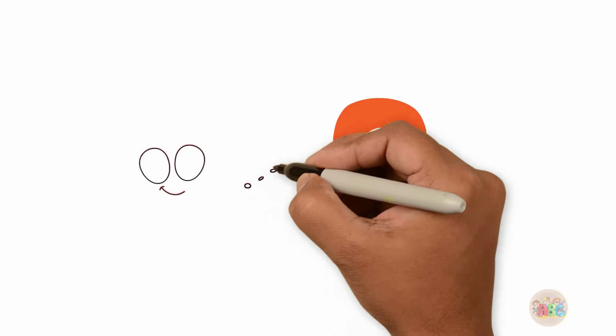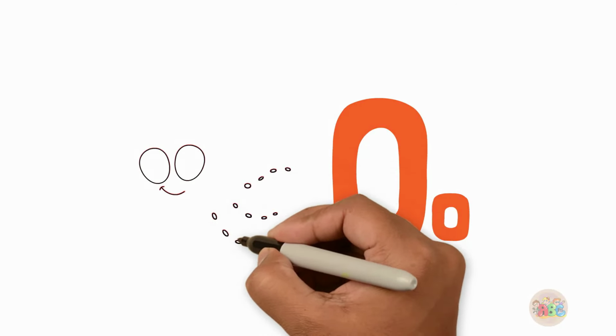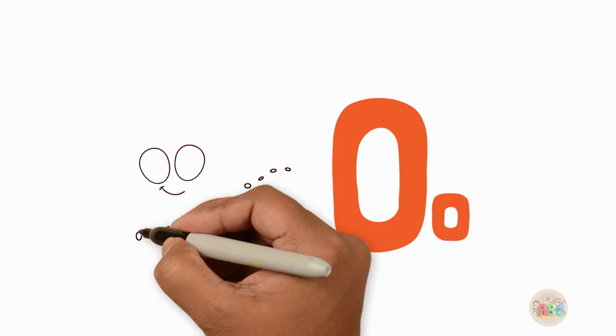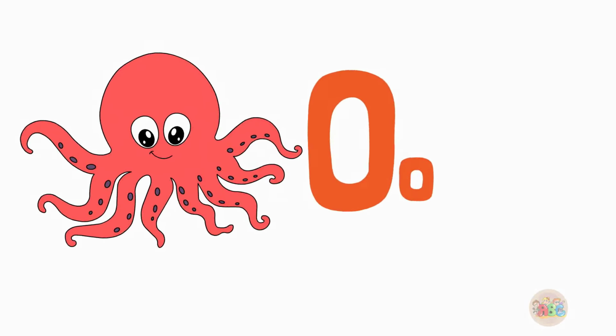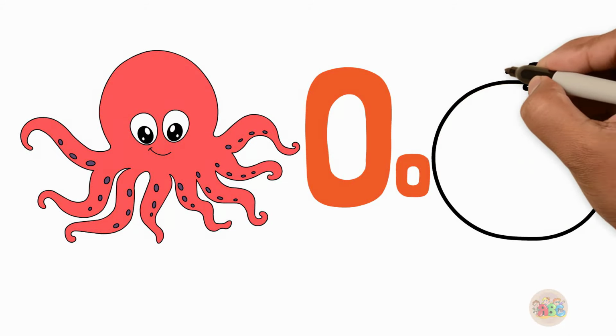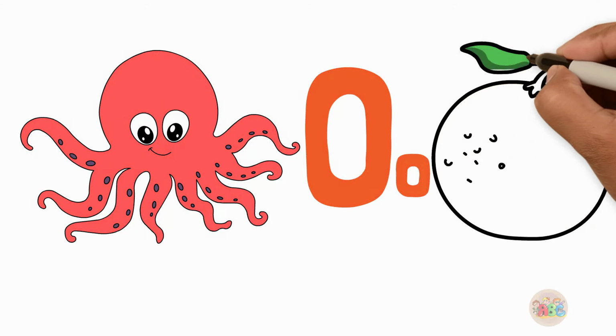O. O is for octopus. Say with me, octopus. Again say with me, O is for orange.